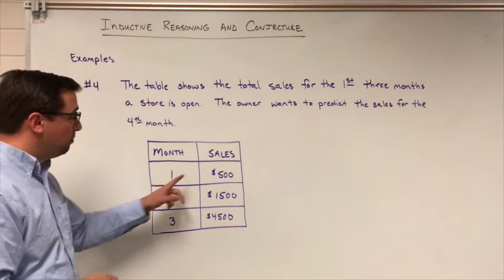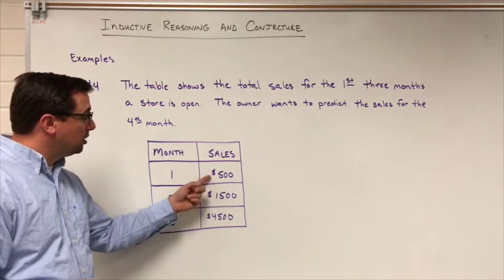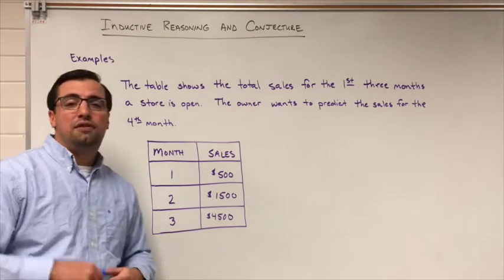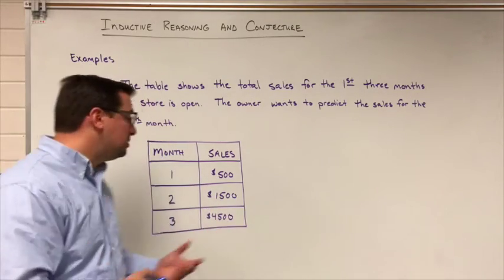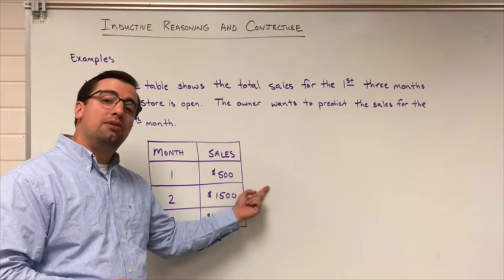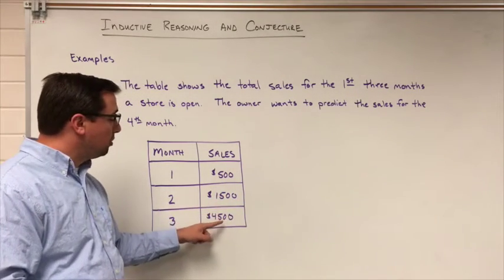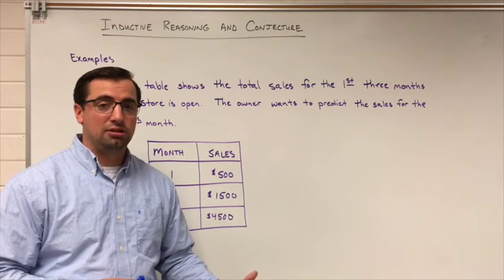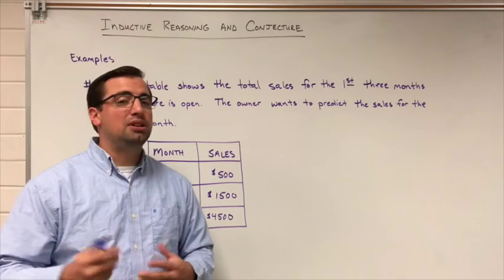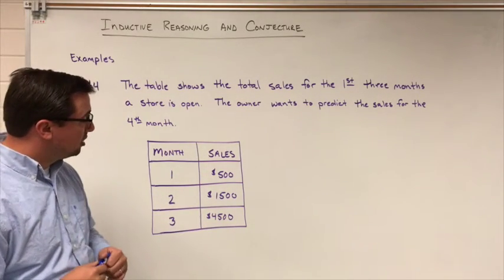Okay, here we go. If we want to figure out this pattern, let's first take a look and go between months 1 and 2. 500 to 1,500. That seems to me to be a jump of $1,000. But now let's take a look at from 2 to 3. That jump is $3,000. That doesn't seem to be the same pattern. So it's probably not adding.